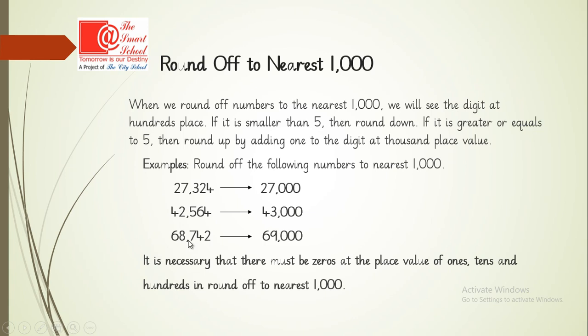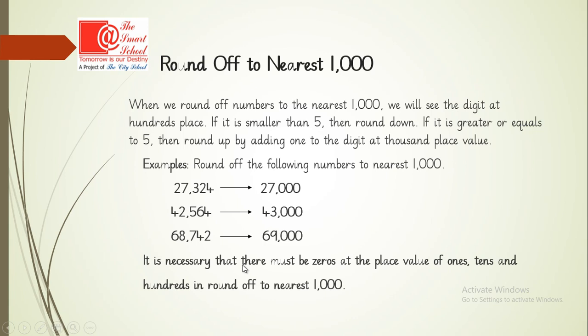And now the next one is 68,742. We will look at 7, which is more than 5. So again it will go round up, and 1 will be added in 8. So it will be 9. So 69,000 is the answer.